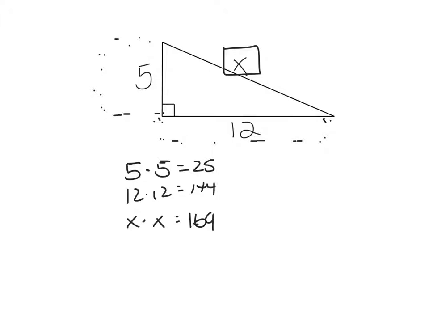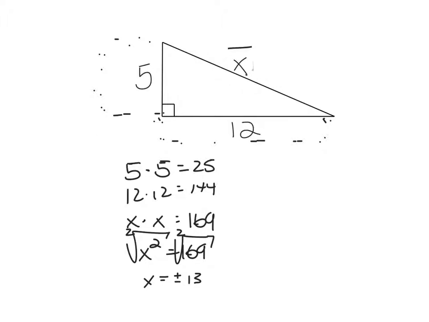x times x can be written as x to the power of 2 equals 169. Take the root on both sides, the second root, to get rid of the power of 2, and I get x equals plus or minus 13. Obviously, though, we can't have negative length, so I'm going to get rid of the negative answer and only keep my positive answer, and that missing side is worth 13.